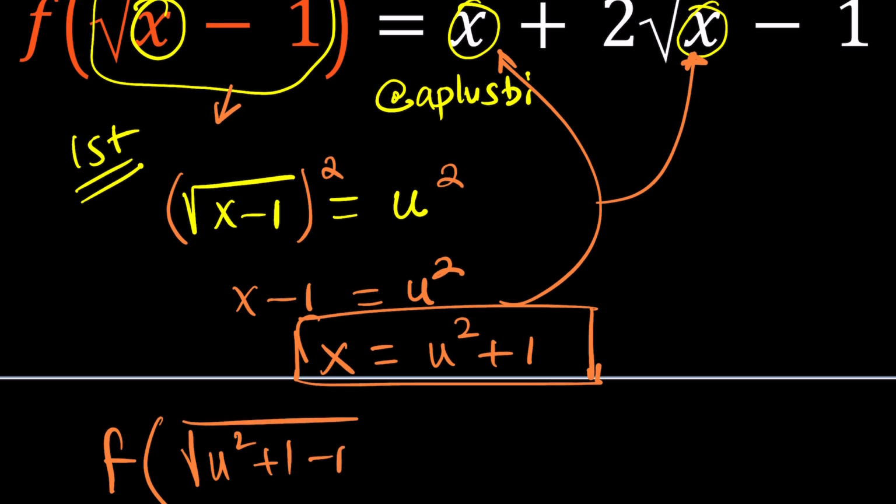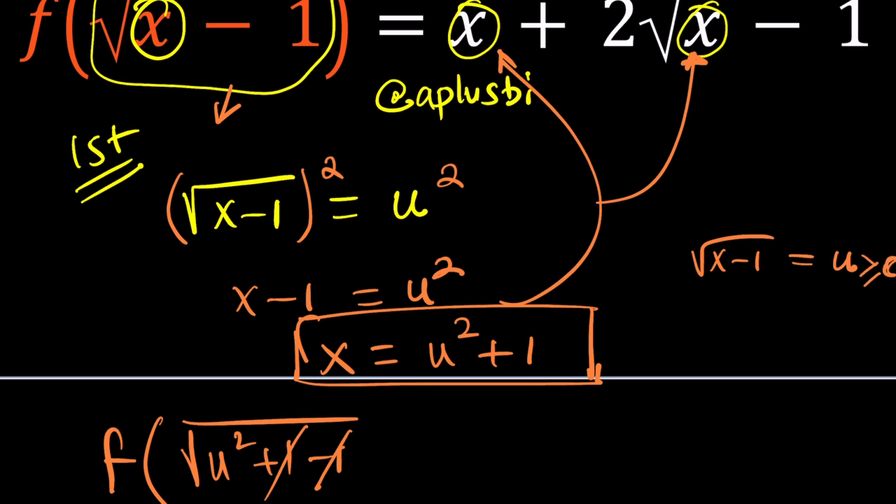You get u squared plus 1 minus 1, and then the ones cancel out, leaving us with the square root of u squared. Provided that u is positive, this becomes f of u. Wait a minute, how do you know that u is positive? Well, we do know that because remember, the square root of something equals u. If these are real numbers, then u has to be greater than or equal to 0.